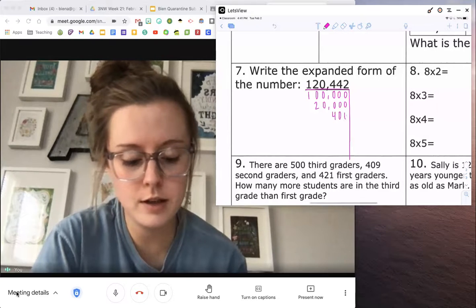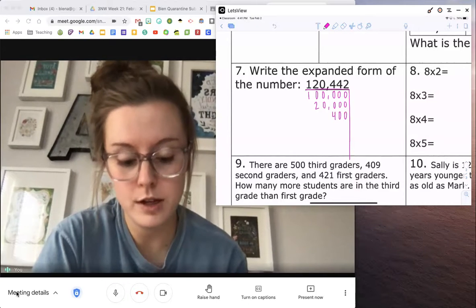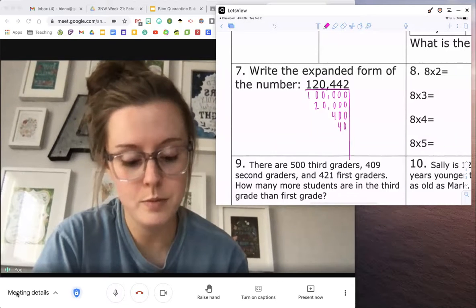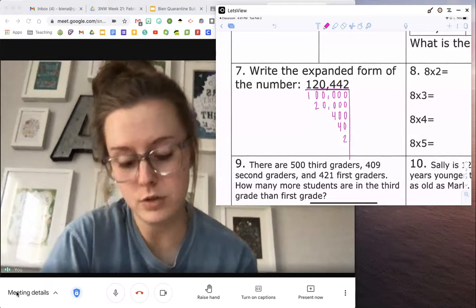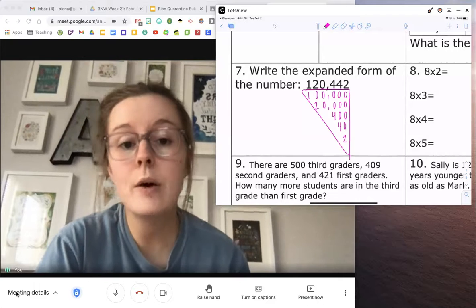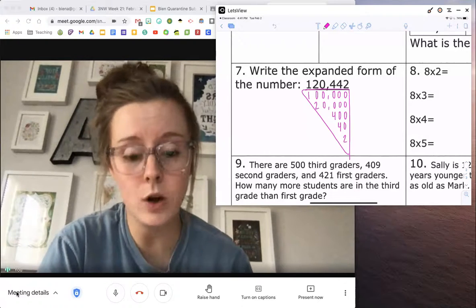Fill it in with zeros. Bring down your other 4. Fill it in with 0. And then bring down your 2. There's no room for any zeros, so you're done right there. So close up your Dorito. And now here's the important part. You have to write it all.